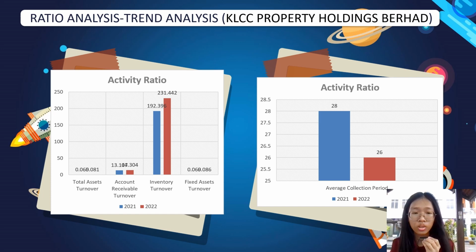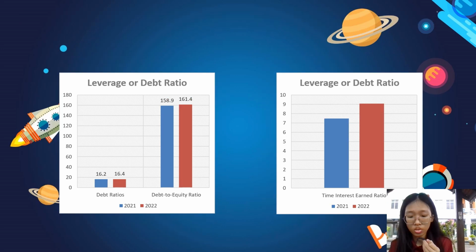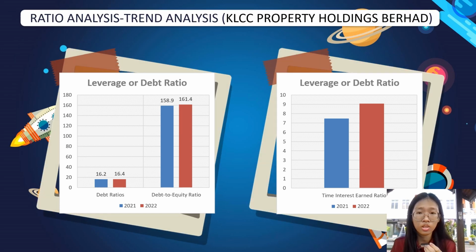Next, the inventory turnover of KLCC Property Holdings Berhad shows the ability of the inventory to generate sales in these 2 years, which is 192.396 and 231.442. Okay, the fixed asset turnover was more effective at generating sales in year 2022, which is 0.066, and the average collection period was effective at collecting account receivable within these 2 years because it collected in less than 1 month. So we continue with the leverage or debt ratios of KLCC Property Berhad.